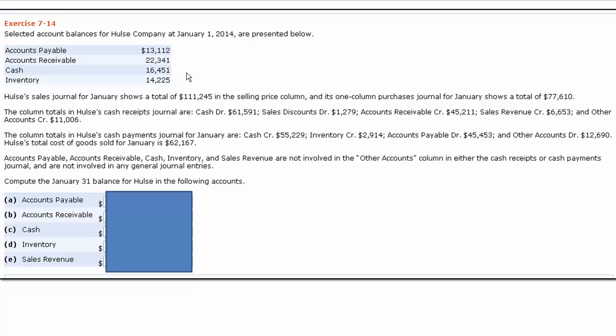Okay, so if you look here, one thing that you see is they provide us with the individual balances as of January 1st, and we're going to try to compute the balances at the end of the month. Alright, so let's focus on accounts payable first. The beginning balance is $13,112. Then they give us some facts.